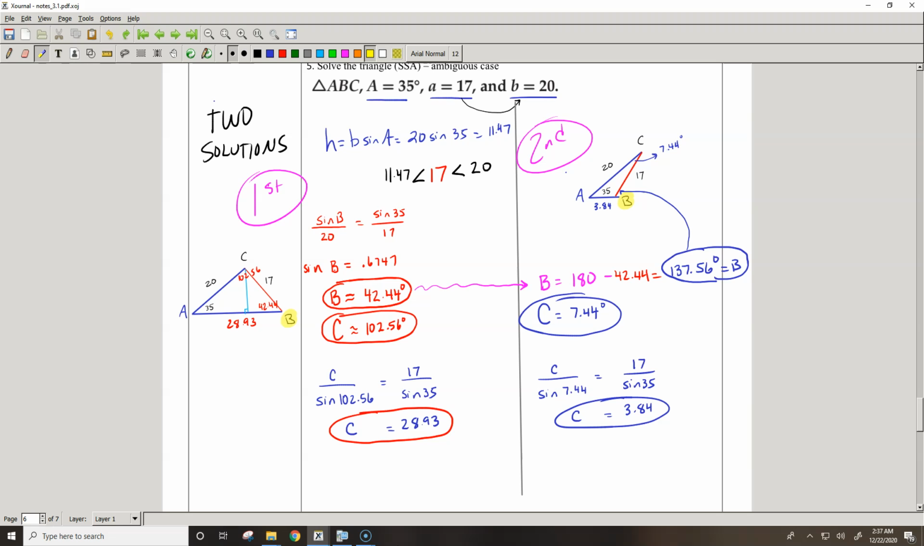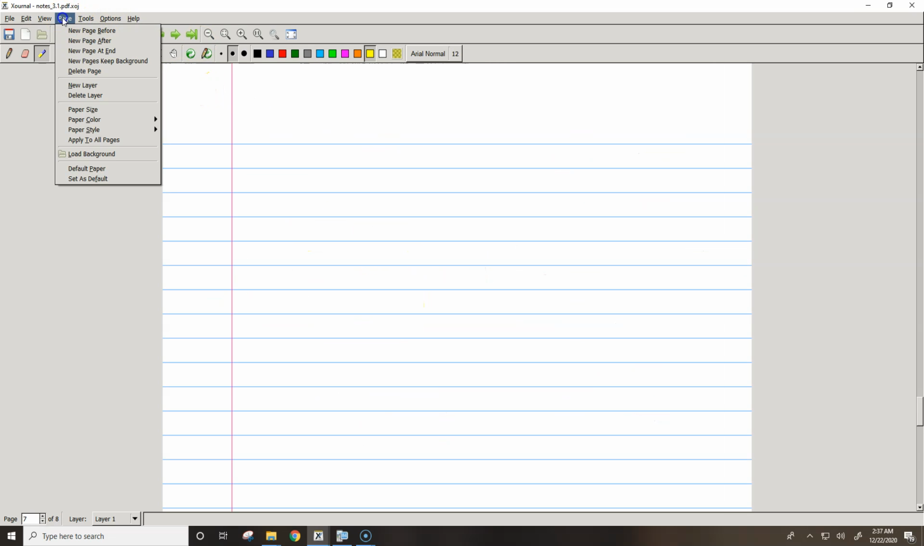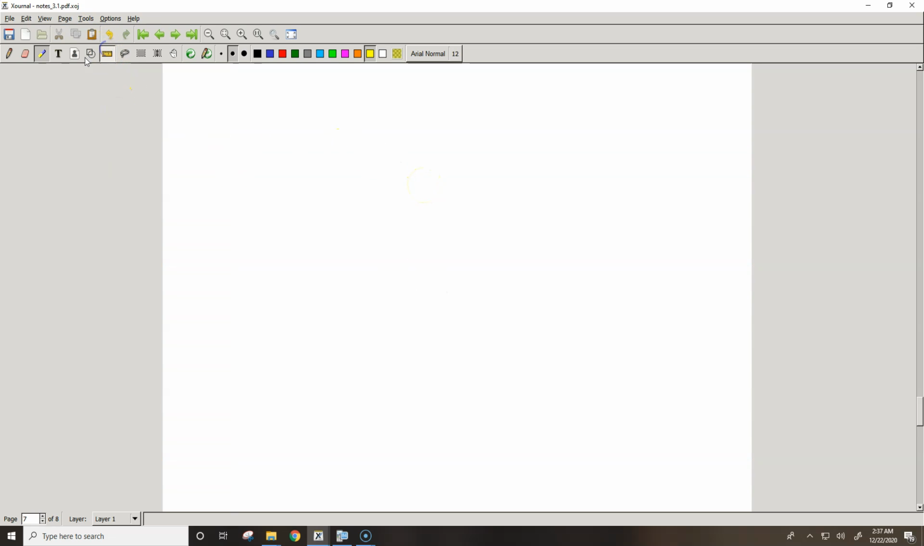Now one more thing, just to make one last connection. You might say, this is the point that I'm circling right here. If you look at sine of B equals 0.6747, that is the point in the problem where we can have a possible two answers. I want to make one more connection to the unit circle. You don't have to use the unit circle here, but I just want you to think back to it. So here's the circle. You don't have to write this down.